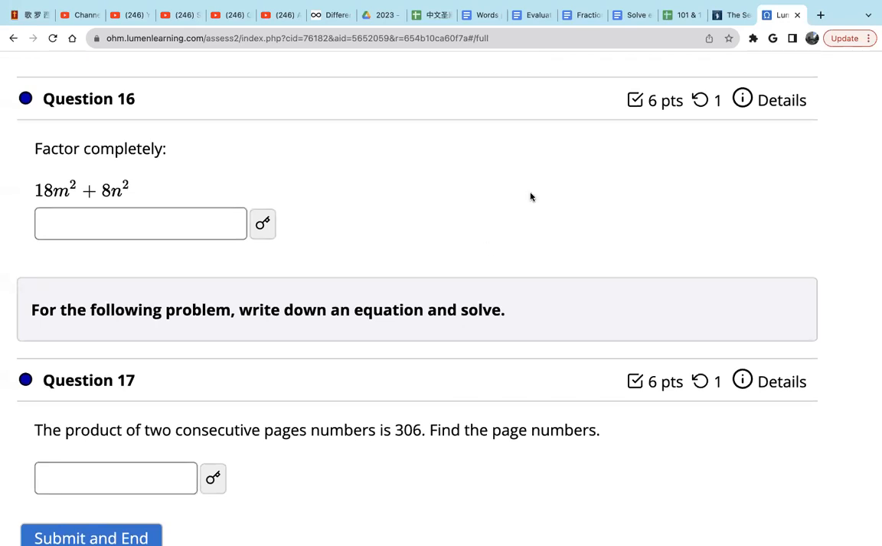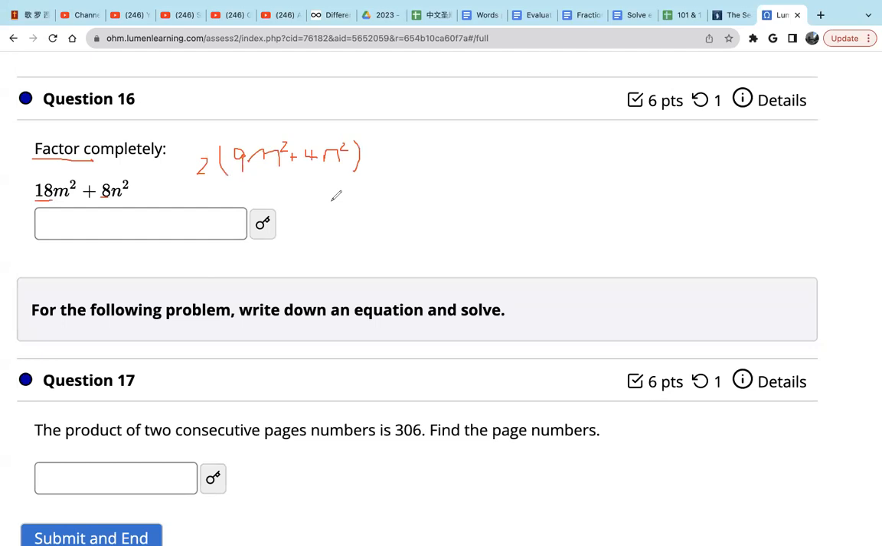Okay, last two questions. Factor again. First, we see 2 is a common factor, right? 18 is 2 times 9, 8 is 2 times 4. So let's factor out 2. You factor out 2, then 18 divided by 2 is 9, so I have 9m squared plus 4n squared. Well, it's not a difference of two squares, it's a plus. Okay, what else can we do?